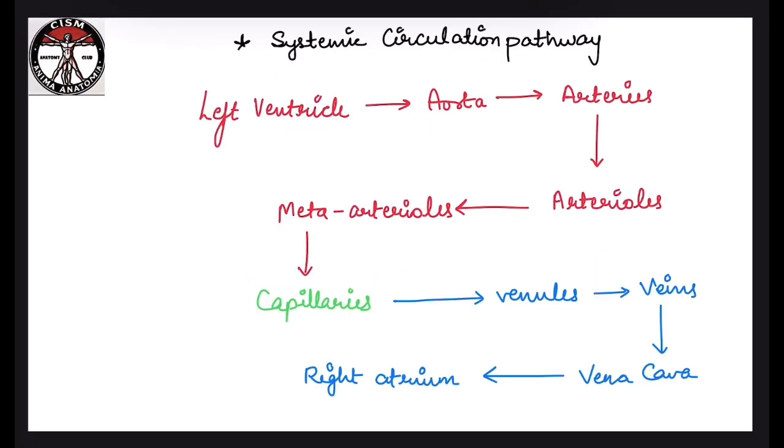Whereas the systemic circulation pathway starts with the oxygenated blood from the left ventricle to the aorta, then it is transported to the arteries, then to the arterioles, and then to the meta-arterioles, and finally into the capillaries. And now the blood is transported to the venules. Venules further convert into veins, and then it drains blood into the vena cava. The vena cava transports the blood to the right atrium.